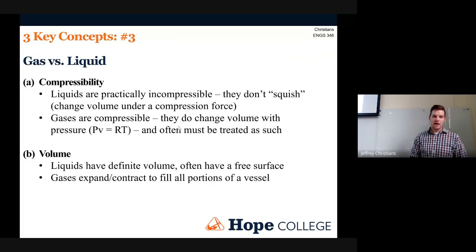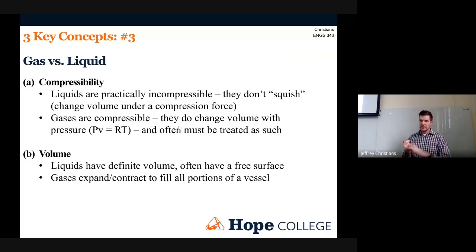Okay, the last one, and this I would say is maybe the one that we won't come back to too much, but we will a little bit. We talked a little bit in thermodynamics about compressibility. We're going to make some of the same assumptions. Liquids are practically incompressible. It means they're not squishy. If you press on a liquid, it doesn't really expand and contract that much. Gases, on the other hand, are typically compressible. So they change as you press on them. Like we can do something like the ideal gas law to be able to look at what that looks like.